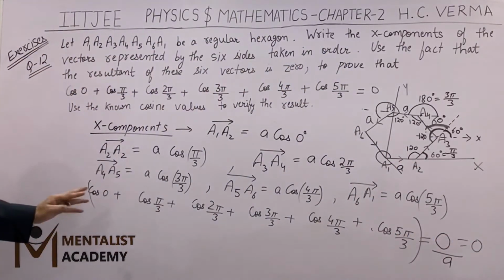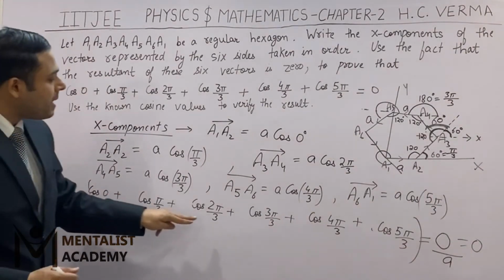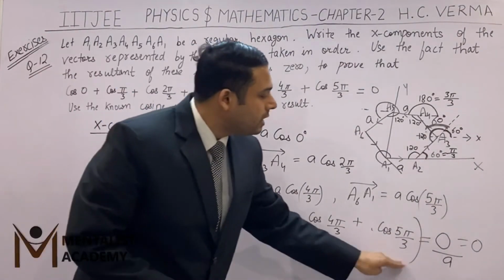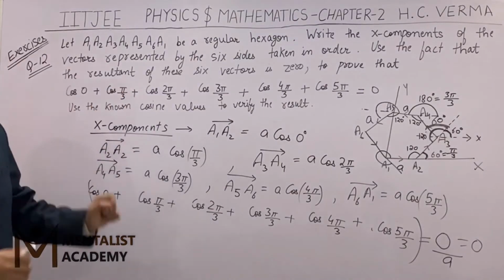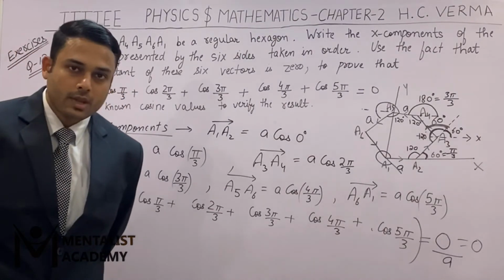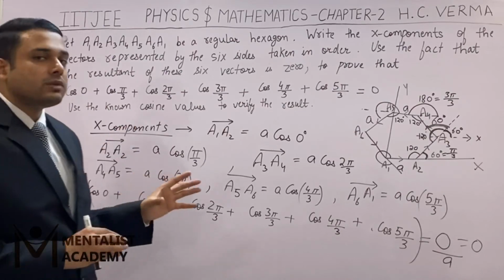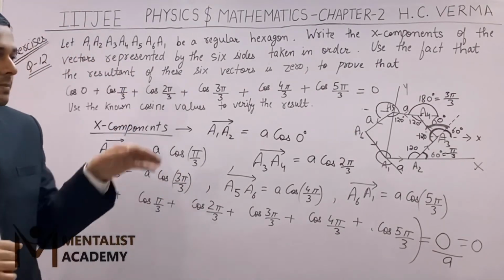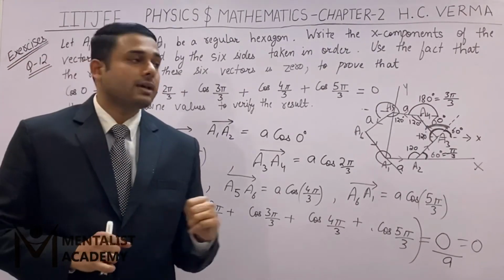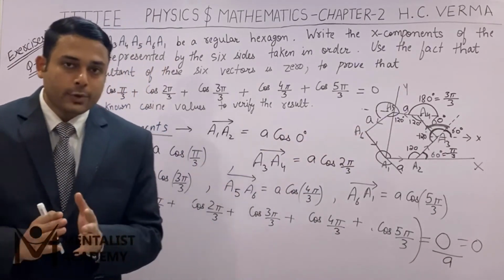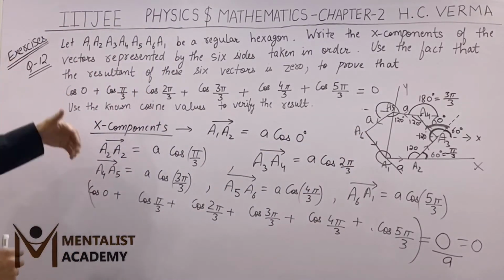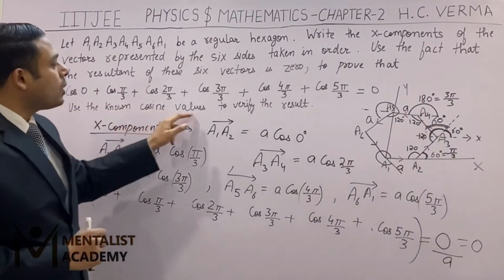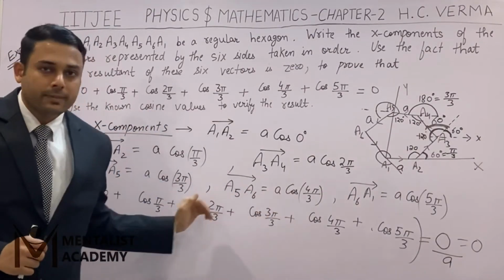सो फाइनली आपकी इक्वेशन क्या बन गई, cos 0 plus cos pi by 3 plus cos 2 pi by 3 and so on equal to 0. और यही आपसे क्वेश्चन में प्रूफ करने के लिए कहा. आई होप ये प्रूफ आपको समझ आ गया होगा. सारे समेशन ऑफ ऑल द वेक्टर्स इन अ रेगुलर हेक्सागन इज इक्वल टू 0. या इस चीज को we can also verify by using the cosine values for these different angles.